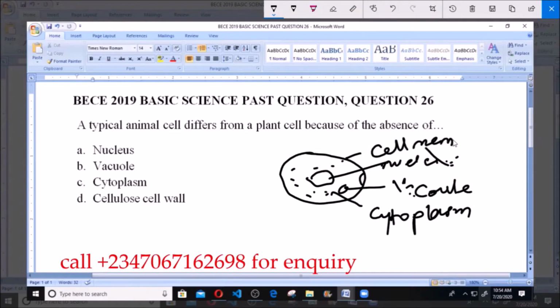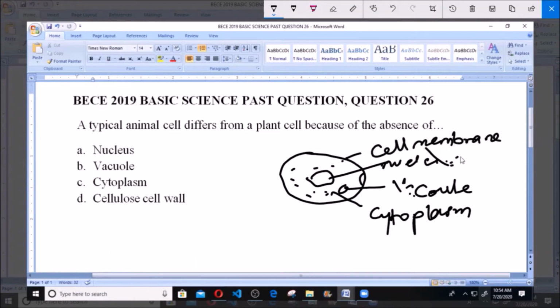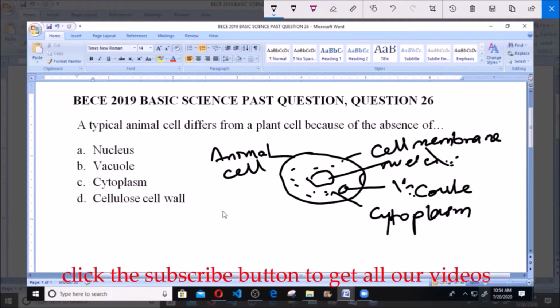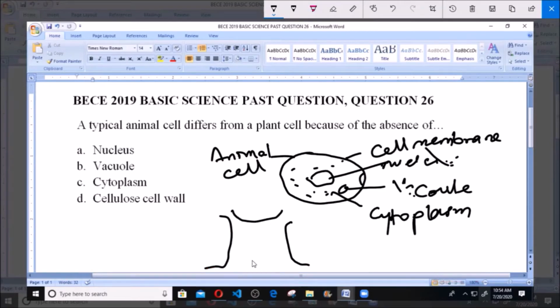Note, cell membrane. This is an animal cell. You also have other components of this animal cell, but that will not be important in this question. Now for a plant cell, a plant cell looks something like this. For the plant cell, then you have your what?